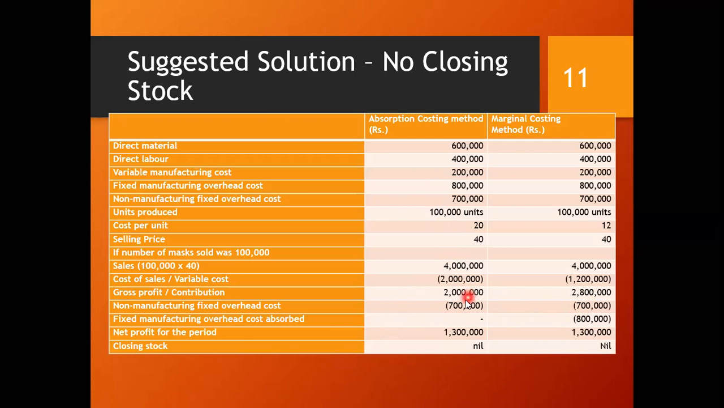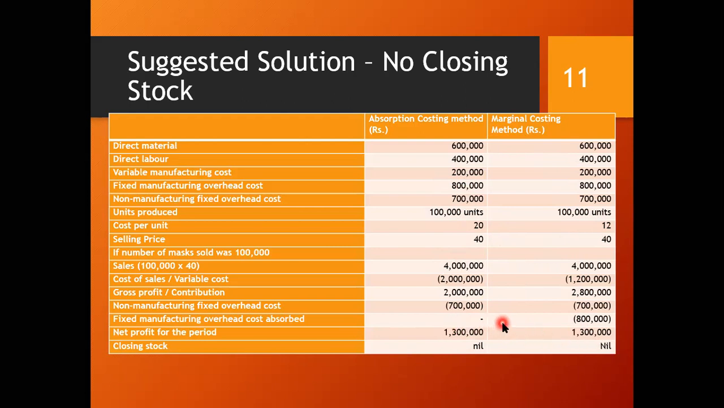Whatever the difference, we proceed. Non-manufacturing overheads, under the absorption method we deduct, and under the marginal method we also deduct. And fixed manufacturing overheads, this 800,000 has already been absorbed in the cost of production under absorption costing, but under marginal costing that has not been absorbed there. Therefore, you have to deduct it. So finally, net profit for the period under both methods becomes 1.3 million. So there is no difference.